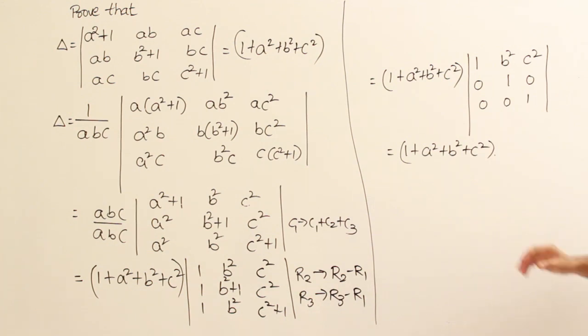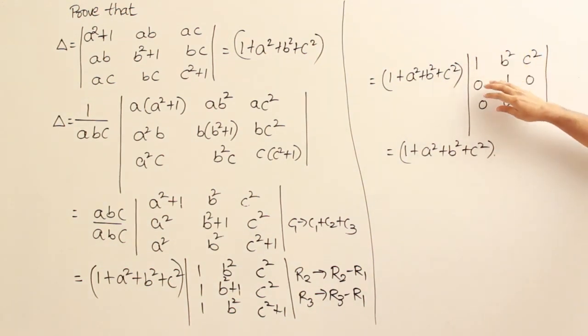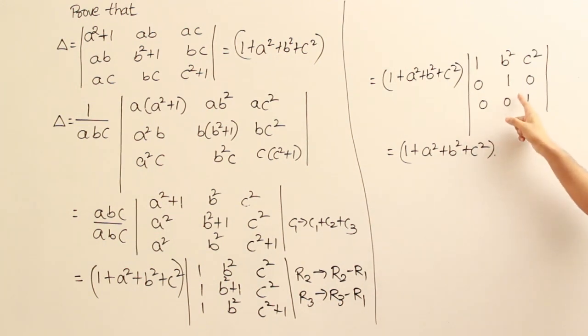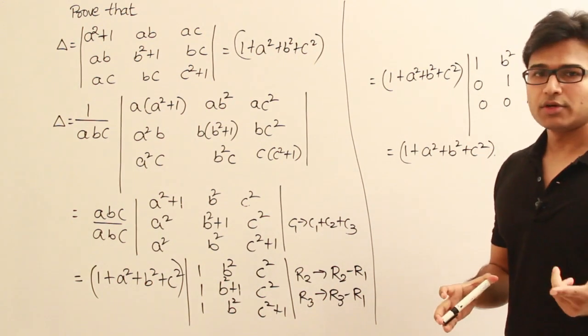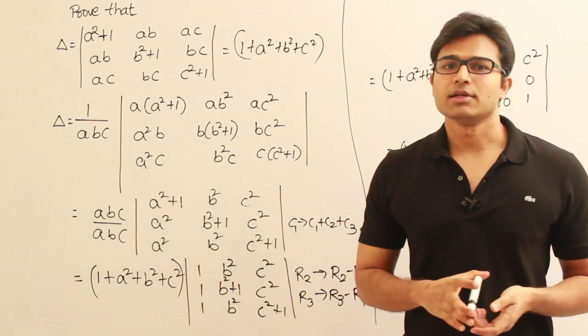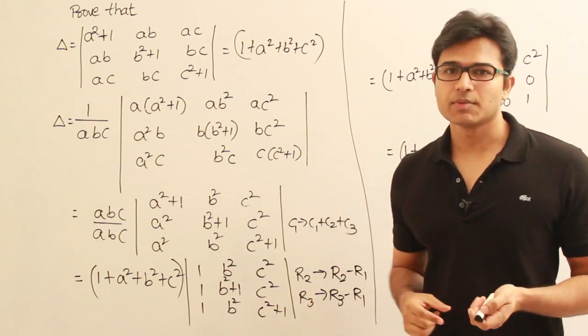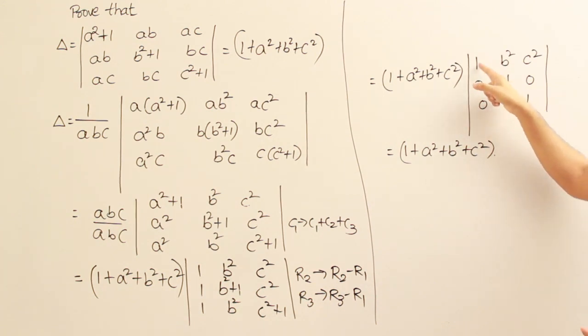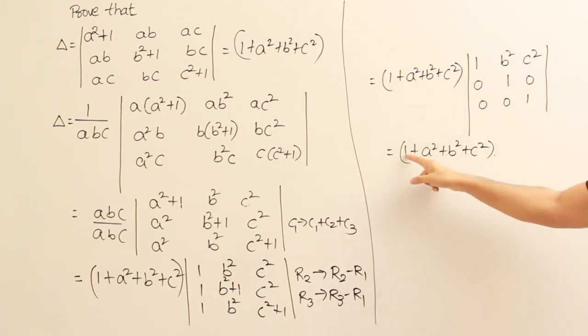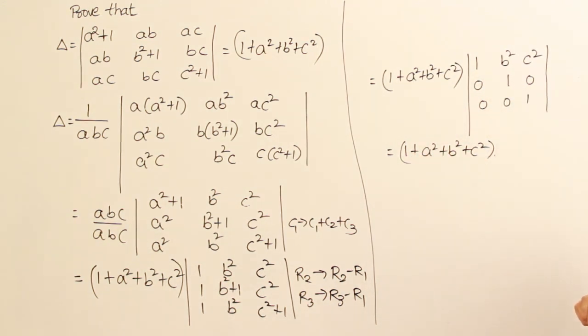Therefore this is an upper triangular matrix, because all the elements below the diagonal are 0. In an upper triangular, lower triangular or diagonal matrix, I told you that the value of the determinant is always equal to the product of the principal diagonal elements, and here the principal diagonal elements are 1, 1 and 1. So the determinant is going to be 1. So this is the answer. Got it? So we have proved it.